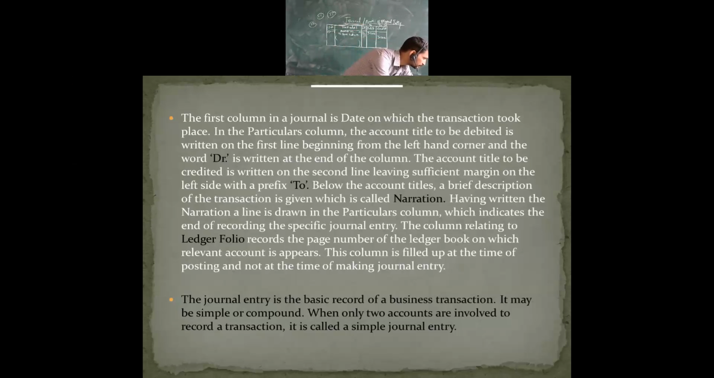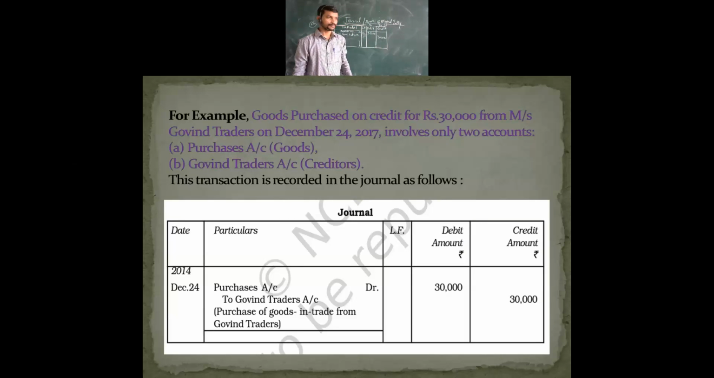Let's move with this concept. I think I have 5 minutes remaining. I will highlight one example, and then I will end today's session. See, let's see. Goods purchased on credit. How much goods have you purchased on credit? 30,000 rupees. You have purchased the goods from Mr. Govind Traders on 24th December 2017 on credit.